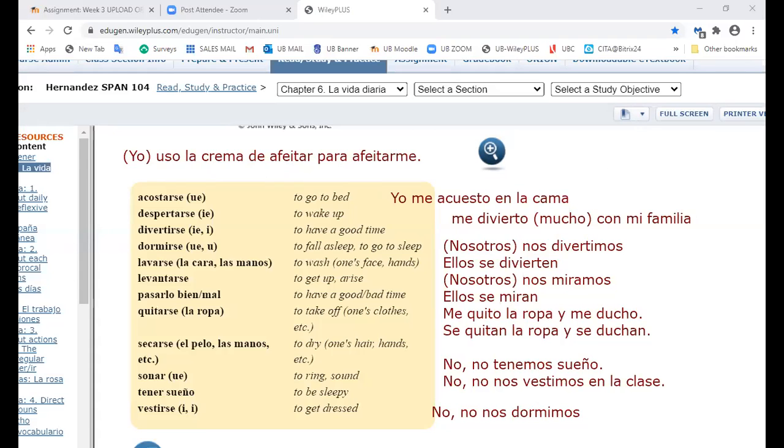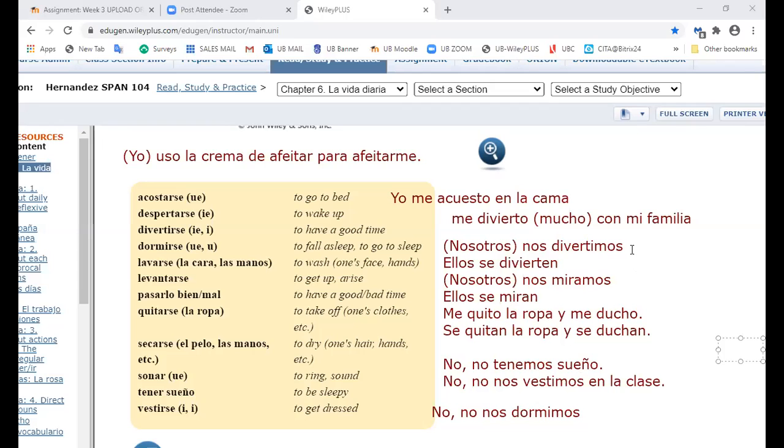Andronica, ¿te acuestas en la cama? Yo me acuesto en la cama. ¿Sí o no? Sí, yo me acuesto en la cama. Muy bien. Taisha, is she still here? Sí. Taisha, ¿te diviertes mucho con tu familia? Sí, me. Pronunciation is me. Me divierto mucho con mi familia. Beautiful, beautiful.